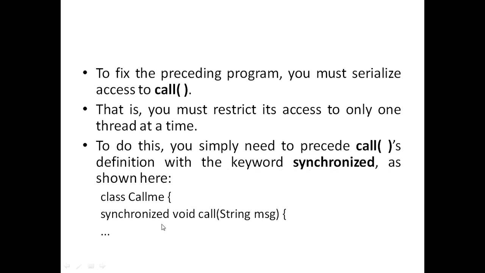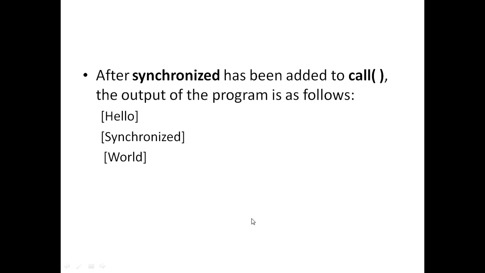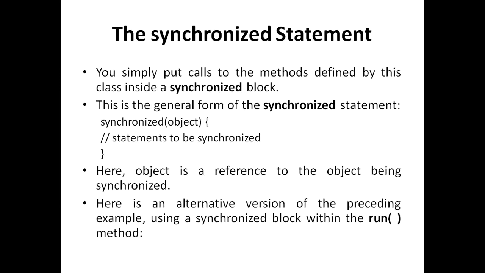So you have to use just the synchronized keyword, and based on that you will be getting the output like this, that is within a pair of square brackets Hello, then to the next line within square brackets Synchronized, then third line within square brackets the World message. So this is how we'll be getting the output if we use the synchronized keyword on the call method of the Callme class. So this is a synchronized method.